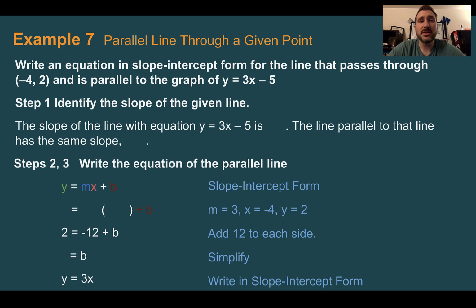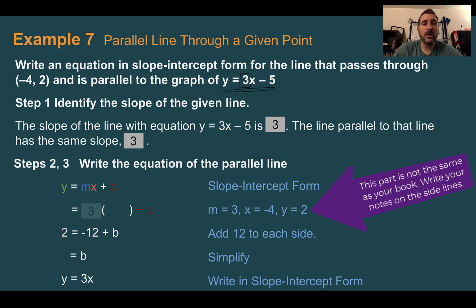So first we need to identify the slope of the given line. So here's our given line. The slope in that equation is 3. It's the number in front of x. So if this line is going to be parallel, it needs to have the same slope. So also it is going to be 3. Then in steps 2 and 3, we're going to write our new equation for our parallel line. So I know that the slope has to be 3.